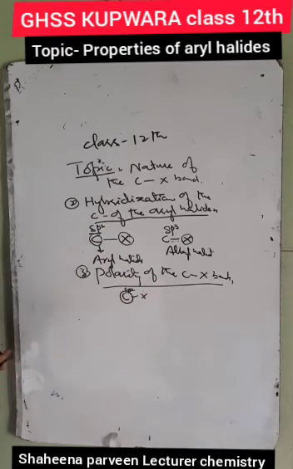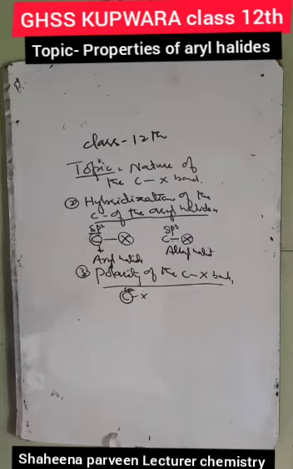These are the three factors which explain the low reactivity of the aryl halides. Aryl halides are less reactive as compared to the alkyl halides. Now why are they less reactive? Because of the following three factors. Number first, the conjugation effect, which explains the low reactivity of the aryl halides. Number second, the hybridization of the carbon of the aryl halide, which is sp2 hybridized, while in the alkyl halide it is sp3 hybridized.